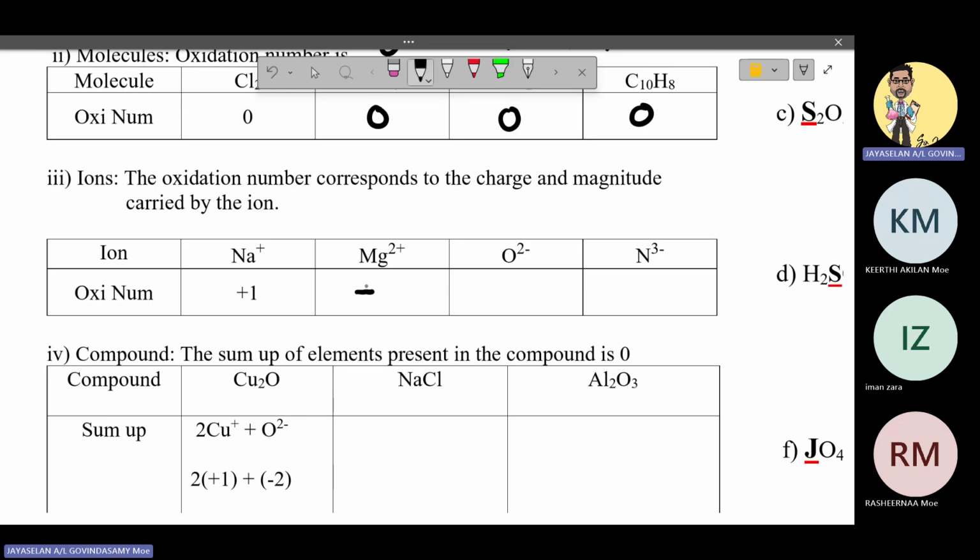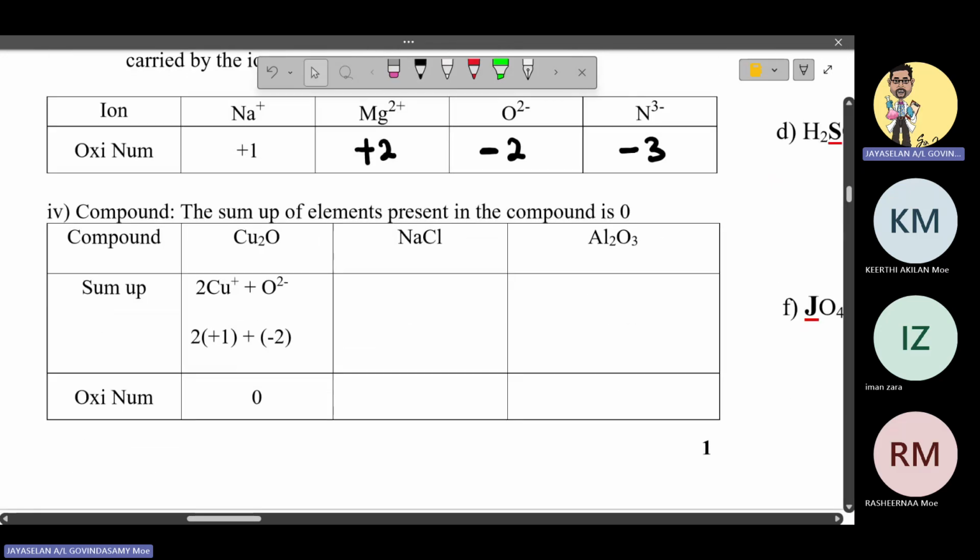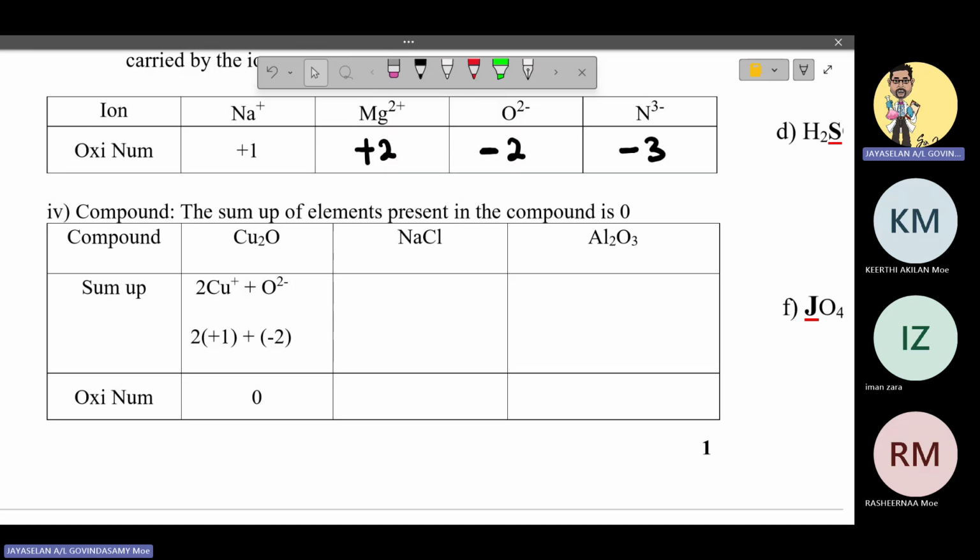The oxidation number of an ion, you follow the charge and magnitude. Must put the charge, positive, then magnitude. Must put the charge, negative, then magnitude. Okay, how many charges? Any question? Okay, the sum of the elements present in the compound, sum up means you add the magnitude of the charge, you will get 0. Then only you can do the calculation.